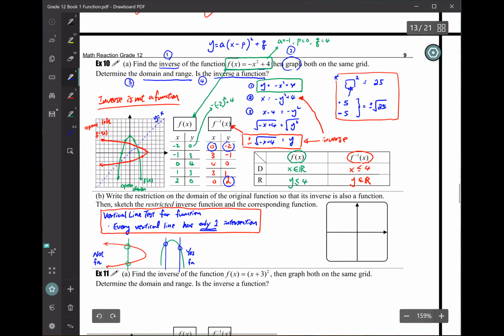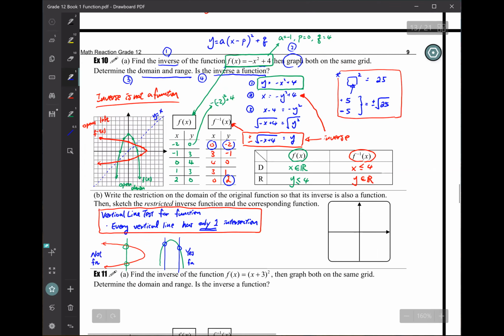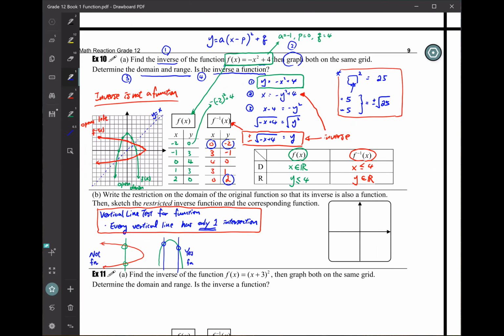And then once we know that it's not a function, there's a part B, okay? Iraid, could you read out part B for us? Write the restriction on the domain of the original function so that its inverse is also a function. Then sketch the restricted inverse function and the corresponding function. Okay, this is very confusing. That's why I want you to read it out. So what does it mean? What is it asking us to do here?